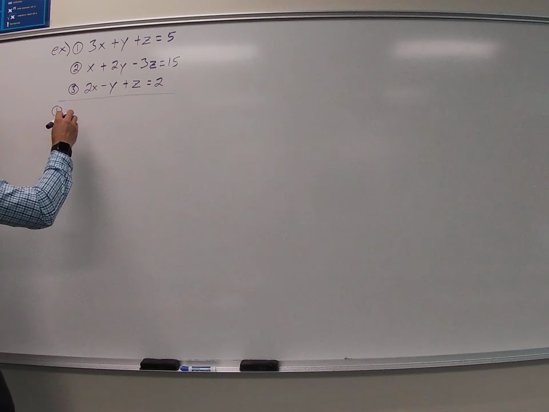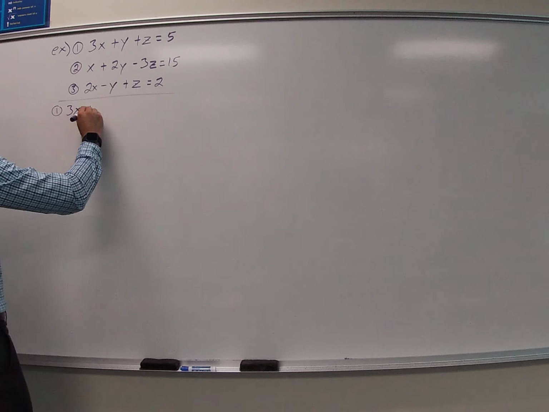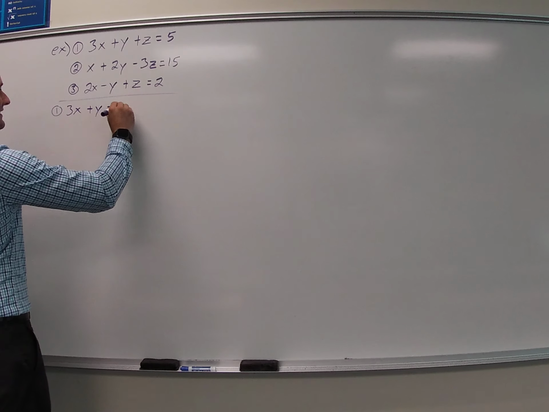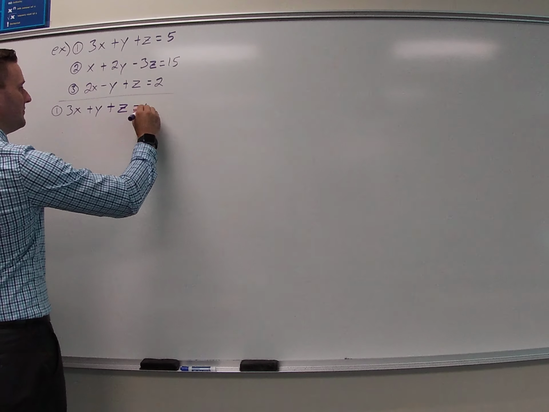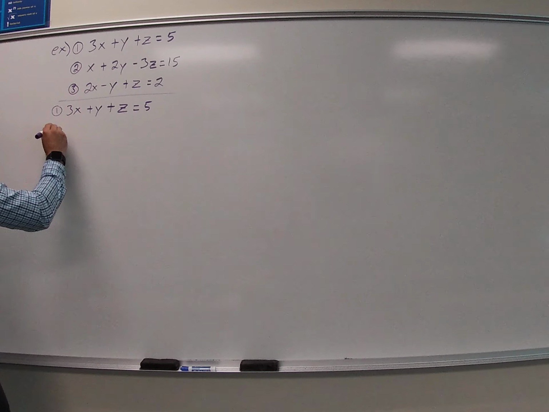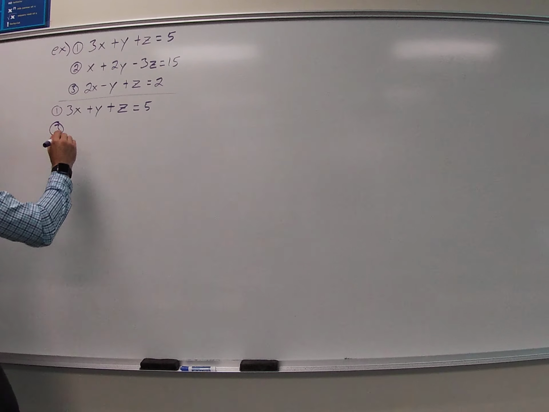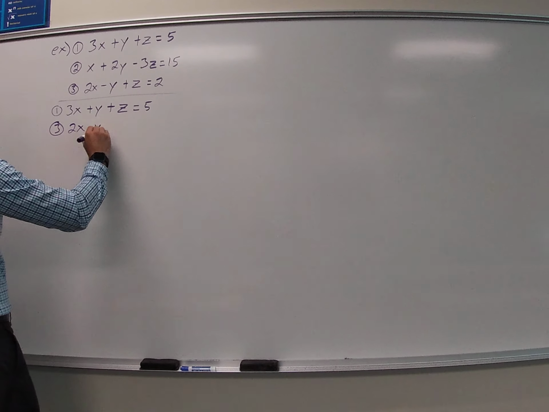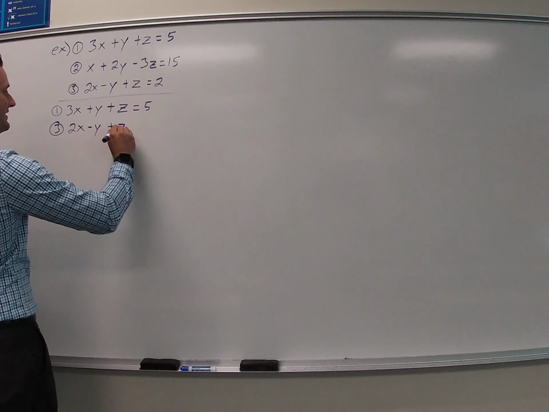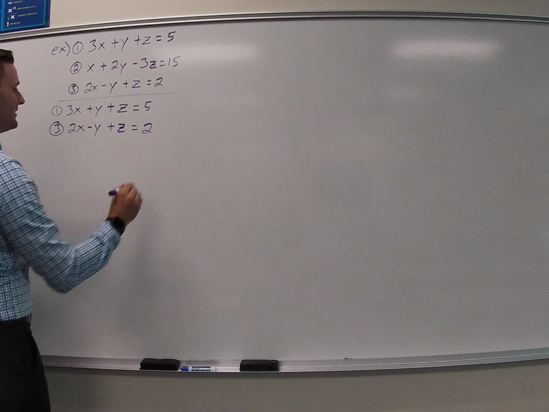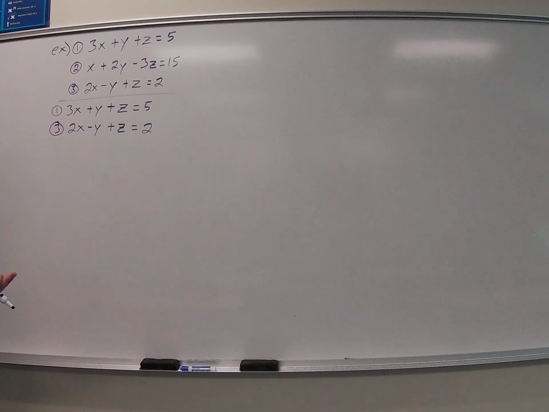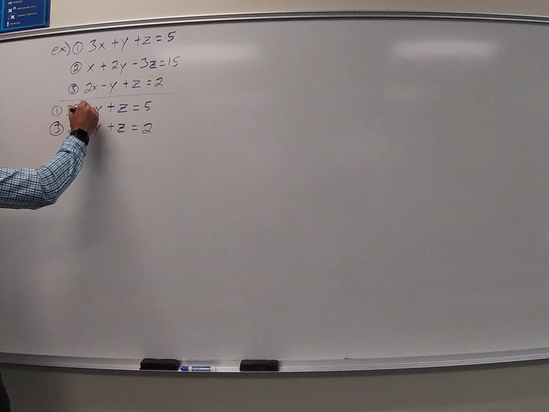So I'm just going to rewrite line 1 down here. So that's 3x plus y plus z equals 5. And then I'm going to rewrite line 3. Line 3, I have 2x minus y plus z equals positive 2. Now, why am I doing that? I just think it makes it easier to rewrite it so that we can keep the original lines as fresh as possible. So what's going to happen here is the y's cancel out.